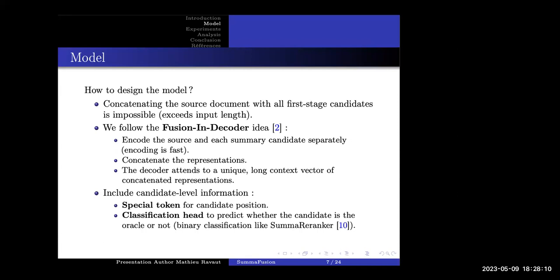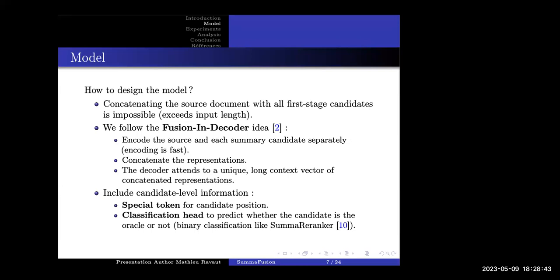So instead of doing this, we follow the fusion-in-decoder idea, which is to encode separately. We encode the source and we encode each summary candidate, which is quite fast. In encoder-decoder models, encoding is fast. The issue is typically decoding, especially if your target sequence is very long. We encode separately and then we concatenate the representations. That leads to a single long context vector of all the representations from which we'll decode.